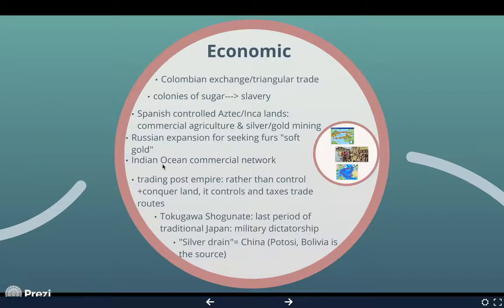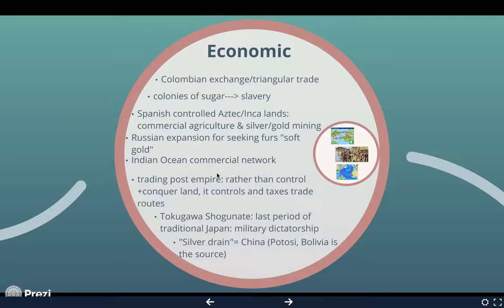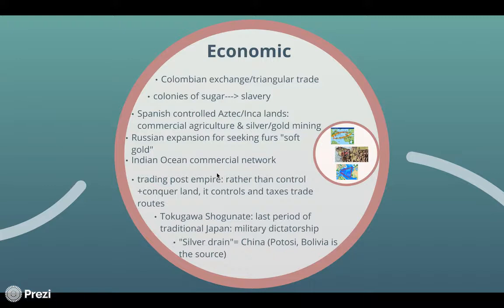The Indian Ocean had a commercial network that was greatly expanded and intensified during this era. We had seen that in the post-classical as well. A trading post empire was a new concept. So rather than conquering land as all the other empires we've seen have, just like China and Russia were doing during the time, these European trading post empires were controlling and taxing trade routes rather than controlling and taxing land. So that's a big concept.